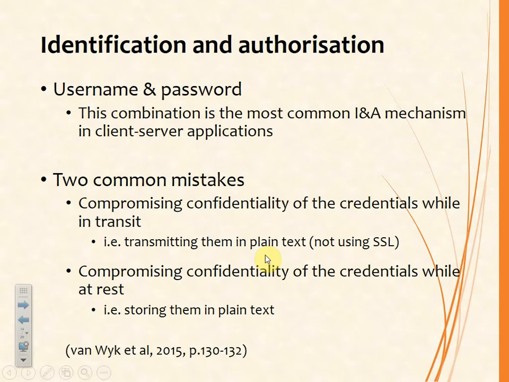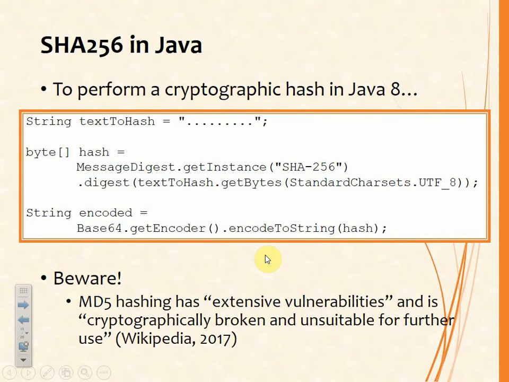As I mentioned a few moments ago, there are two common mistakes: not correctly securing the transmission of this data and not correctly securing the storage of the data. And we need to be careful to do both. The storage part of it can be dealt with using a cryptographic hashing algorithm. The one that we would recommend you use is SHA-256. When you're using Java 8, it's really very simple. It's those few lines of code that's on screen.